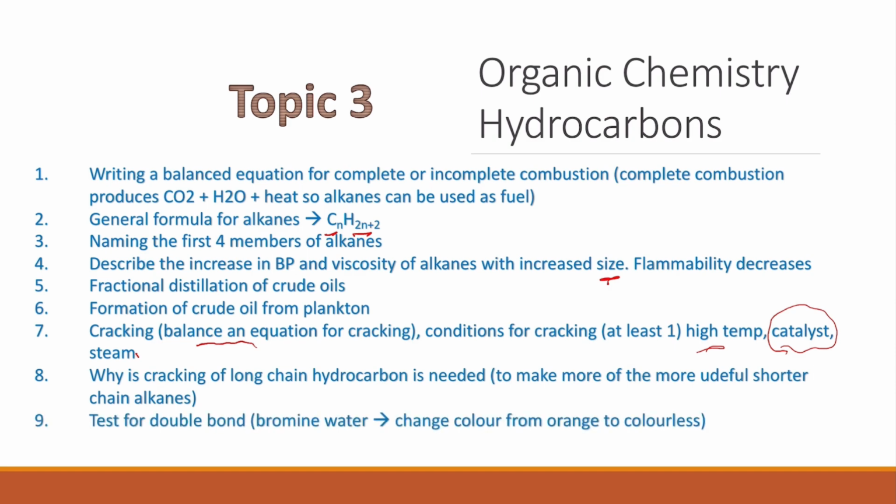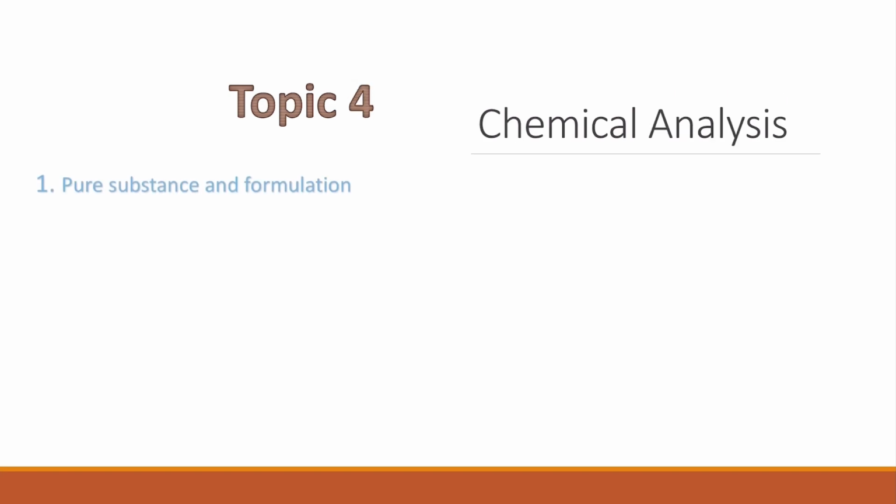You should know the test for the double bond, which is called the bromine water test, and you should identify the color change, which changes from orange to colorless in case of the presence of a double bond. Chemical analysis.